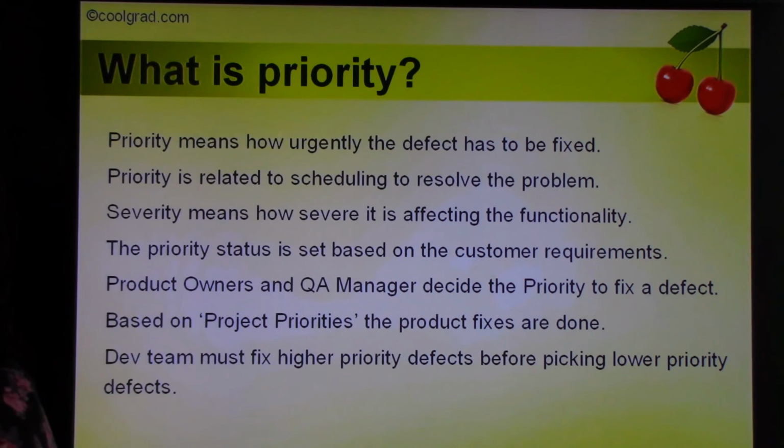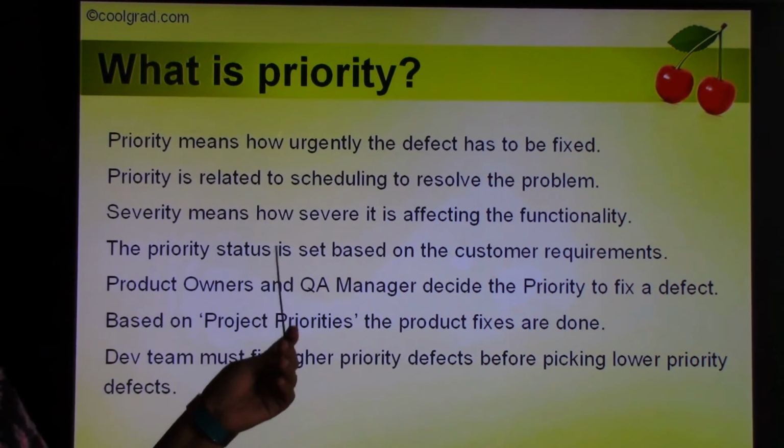What is priority? Priority is how urgently a bug needs to be fixed in the project. It's about how time critical it is and how soon it needs to be done. That is priority. It's not necessarily correlated to how serious the issue is. Severity means how severely it's affecting the system. I'm going to use a lot of examples and talk about priority and severity.